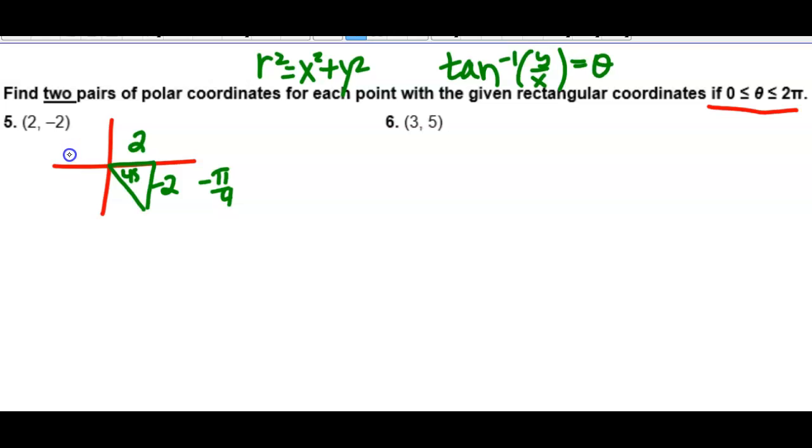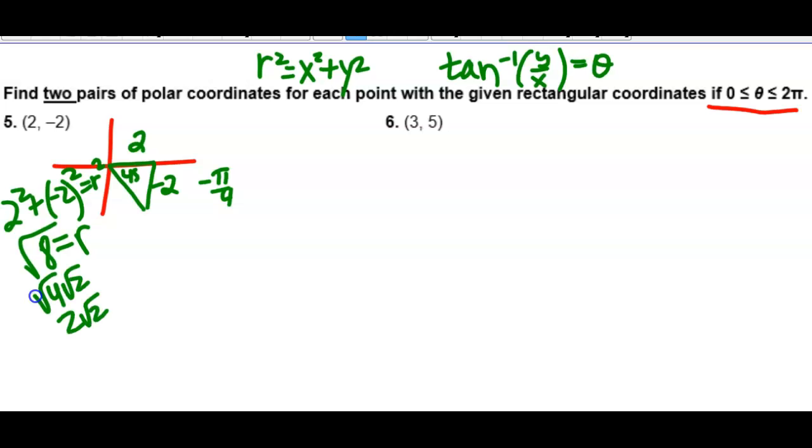So if we did Pythagorean theorem, 4 plus 4 is 8, which is square root of 4, square root of 2, or 2 square roots of 2. So 2 square roots of 2 is our r value. And theta, we could say theta is negative pi over 4. I will show you what the calculator will do, though. It'll give us a decimal.